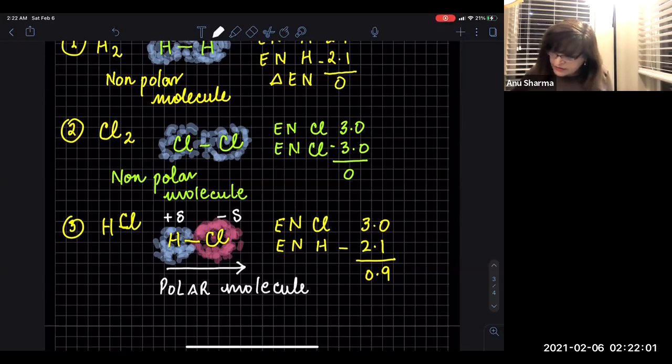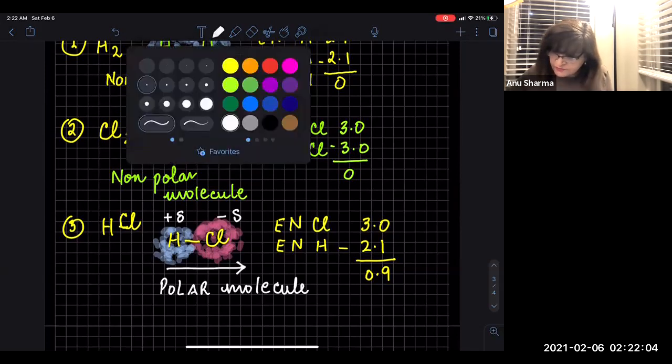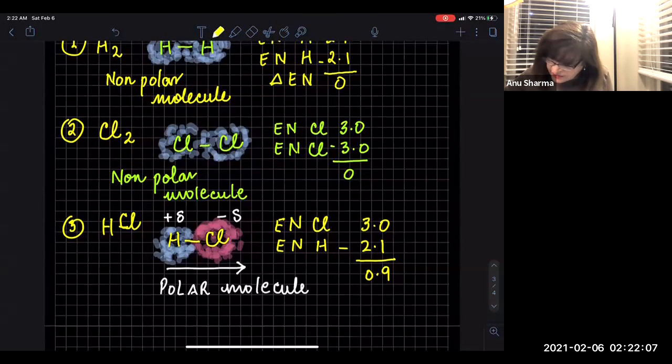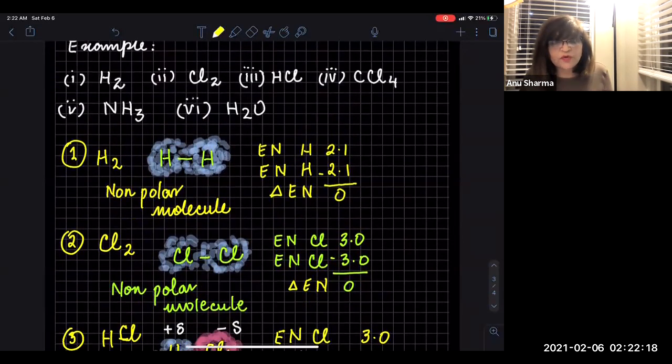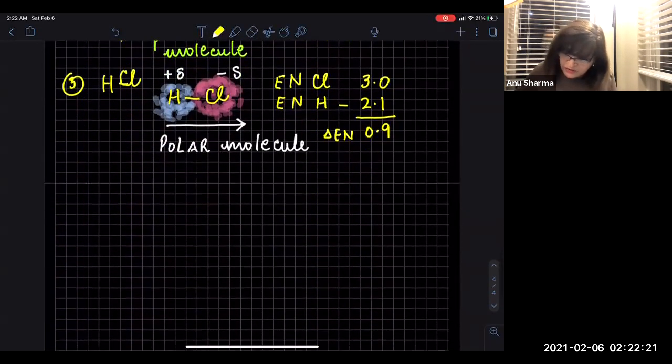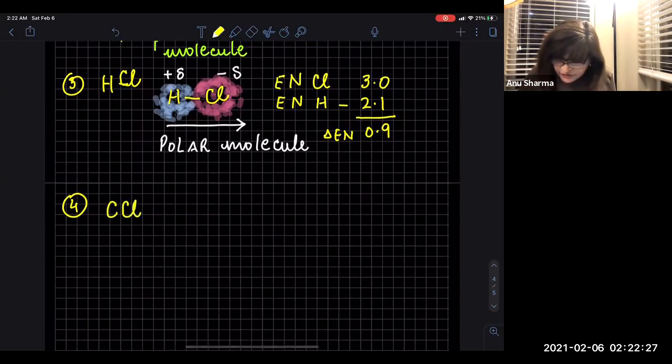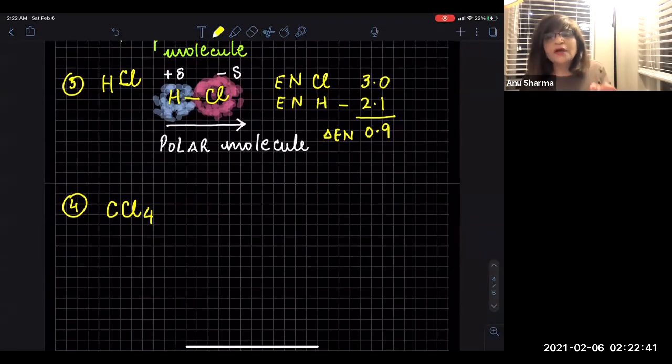All right, this is the delta EN. Delta EN is the difference in electronegativity. Now we are going to look at our next molecule, which is a little bit more complex: carbon tetrachloride. A very interesting molecule. Here is your carbon and it is connected to four chlorines. One of the things when you are doing polar and non-polar bonds and polar and non-polar molecules is that it's very important that you know how to draw the Lewis structure.